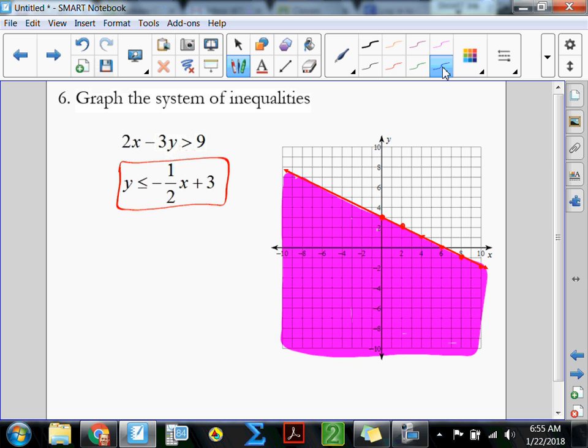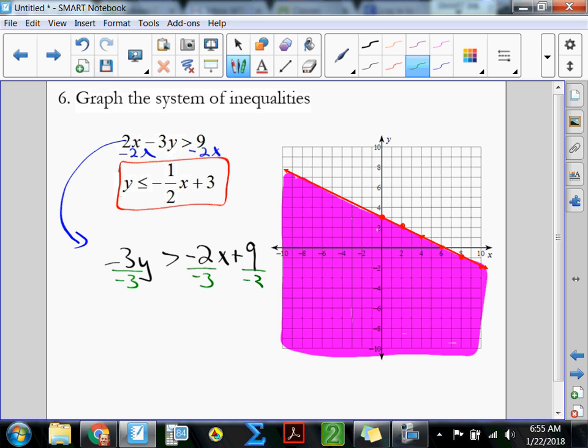So my top inequality, I'm going to rewrite by subtracting 2x on both sides. And so now I have negative 3y, don't forget that negative sign, is greater than negative 2x plus 9. Now I'm going to divide each term by negative 3, which means I'm going to need to flip the inequality symbol, so I'll do that first, so don't forget.